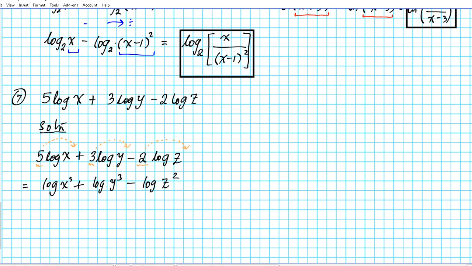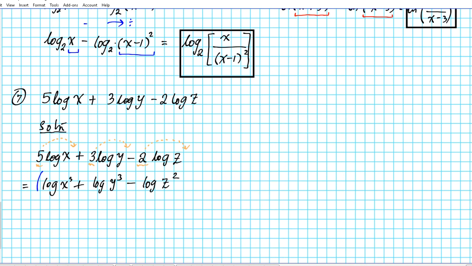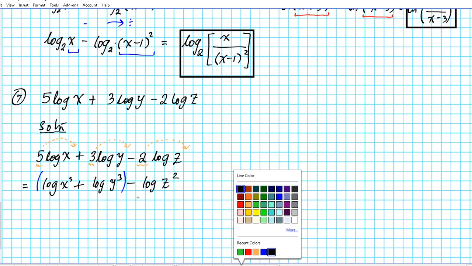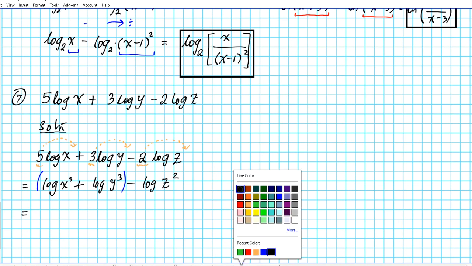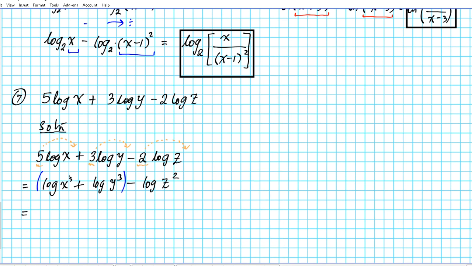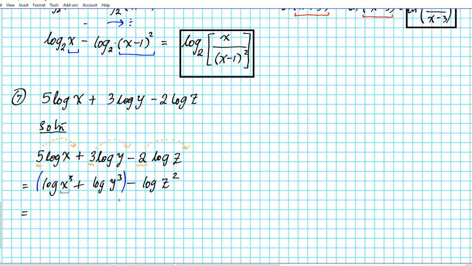To condense, it's advisable to do it 2 at a time so you don't get yourself confused. So we're going to do the first 2. We're going to go from left to right, okay? So on the left side, we're going to condense these 2. Remember your product property of logarithms. The sum of logarithms can be expressed as the logarithm of the product of the logarithmic arguments. In this case, the logarithmic arguments are x to the 5th and y to the 3rd. Alright, so plus is going to become times.